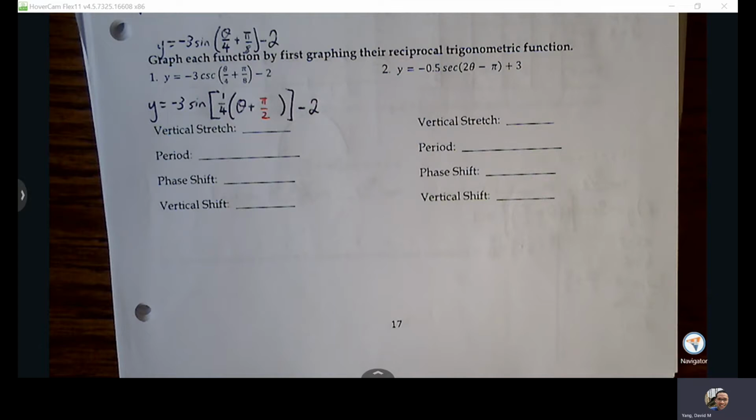Okay, so pretend like this is a sine problem. See how far I can get.